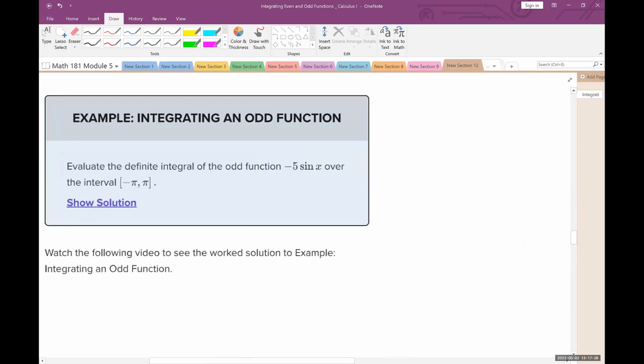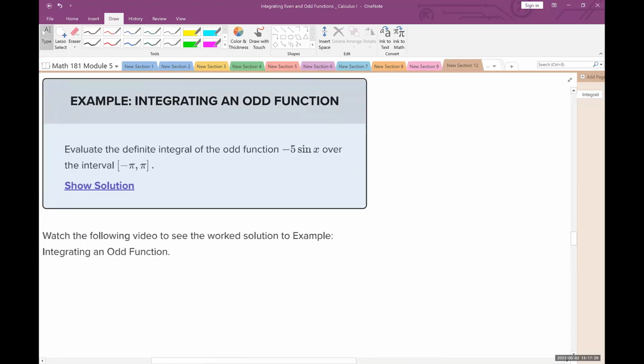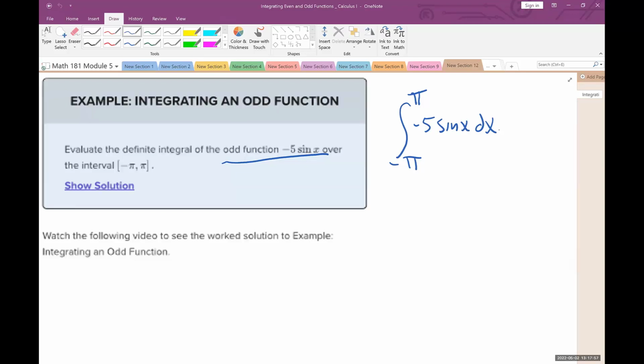So, yeah. Okay, evaluate the definite integral of the odd function. They tell us it's odd to begin with, of -5 sine x over the interval from negative pi to pi. Well, integral from negative pi to pi of -5 sine x dx, what's that going to be? Why is it 0? Because it's an odd function, and we go from -a to a, so that's a 0.